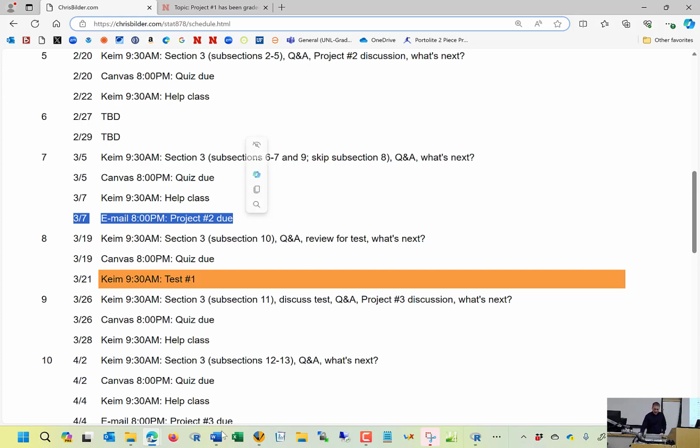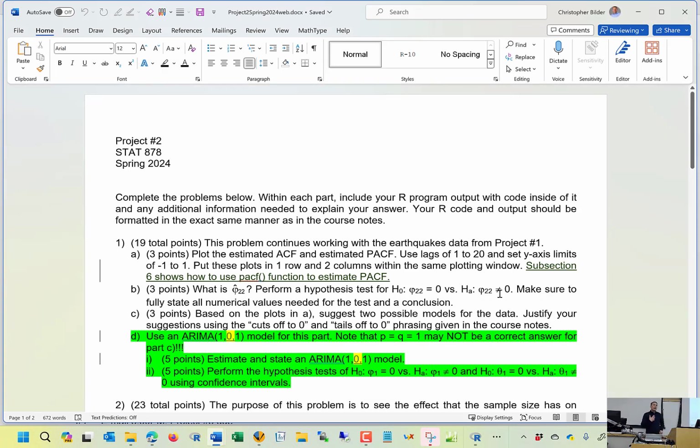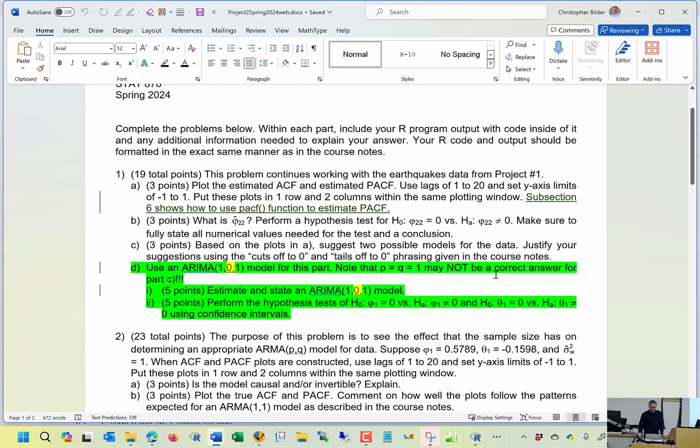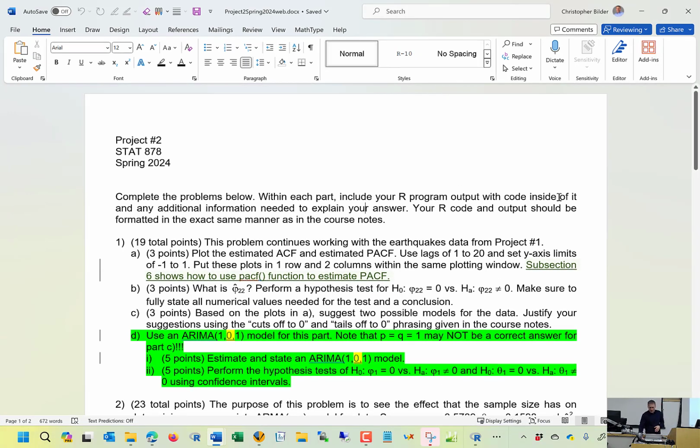So let's actually go over the project. And you'll see that basically you have enough background to do almost all of it. The stuff that you don't is in green here. Okay. So this project is in the same format as project number 1, working in groups of up to 3.